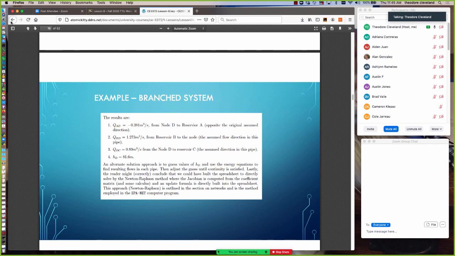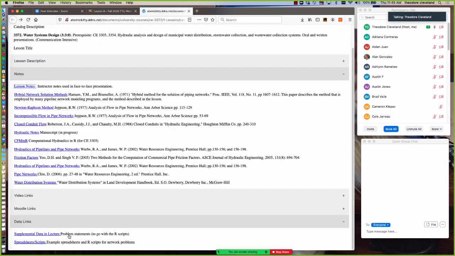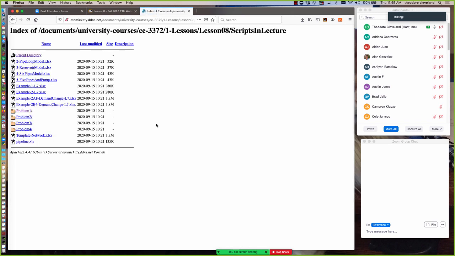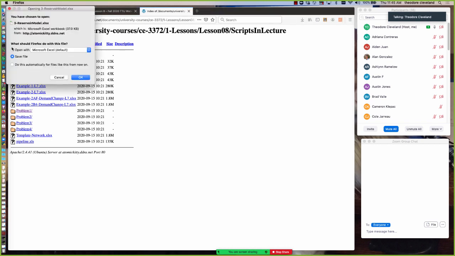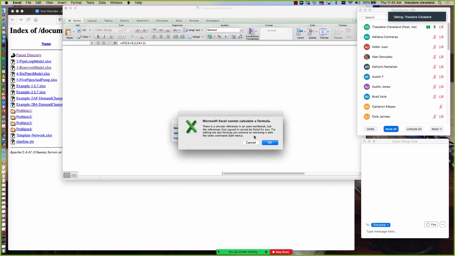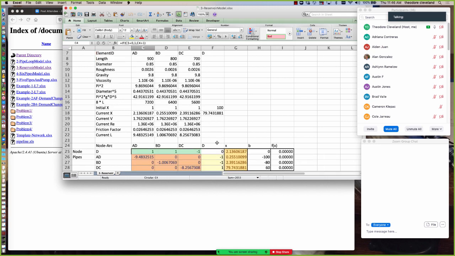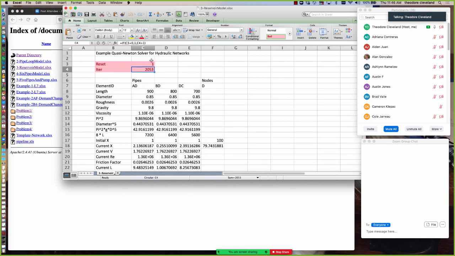So an alternative way to approach that is, I think this is the correct spreadsheet. So we'll go look at the spreadsheet. And I need to change something.